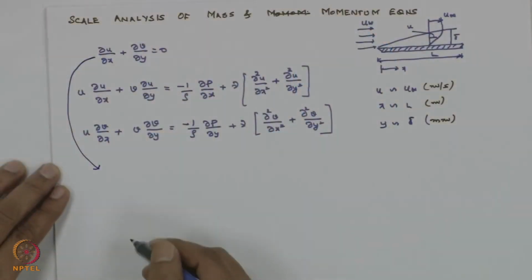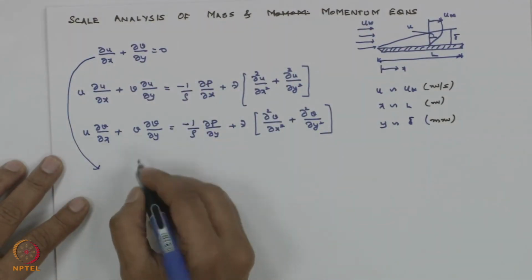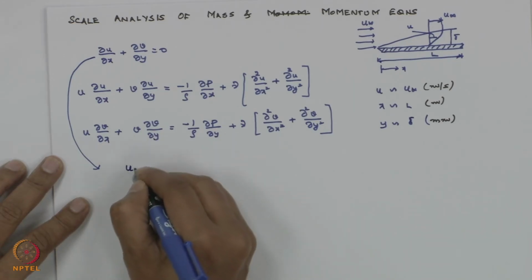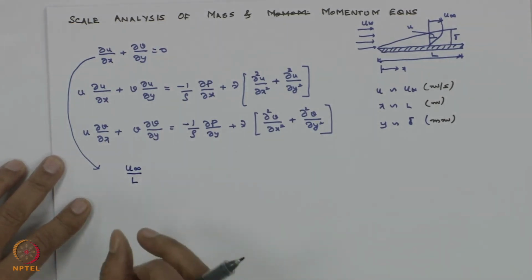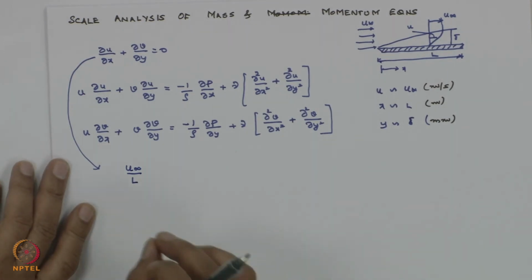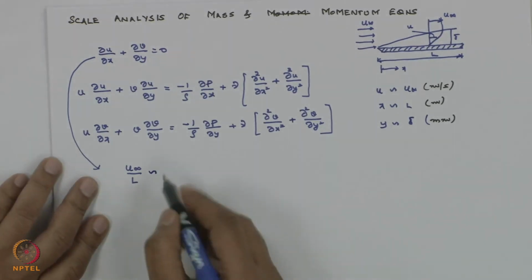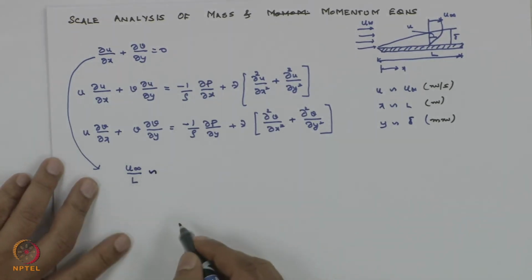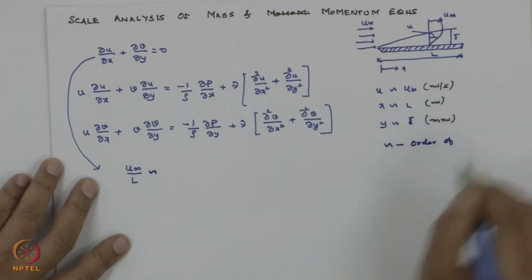If I take the continuity equation, what order do I get? What is the order of del u by del x? It would be of the order of u infinity by L. See, it is del u by del x, like u infinity 1 minus u infinity 2 upon x1 minus x2. But I am taking it to be of the order of u infinity upon L, and that I am writing with a tilde. Tilde represents order of.